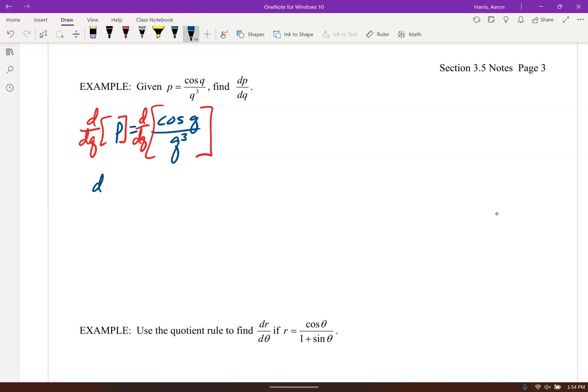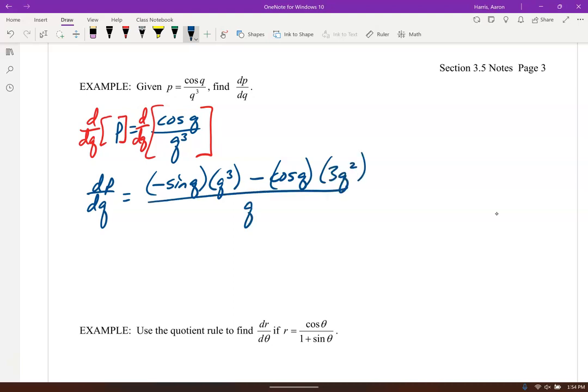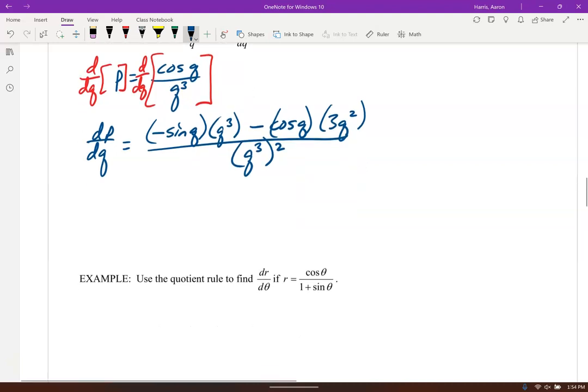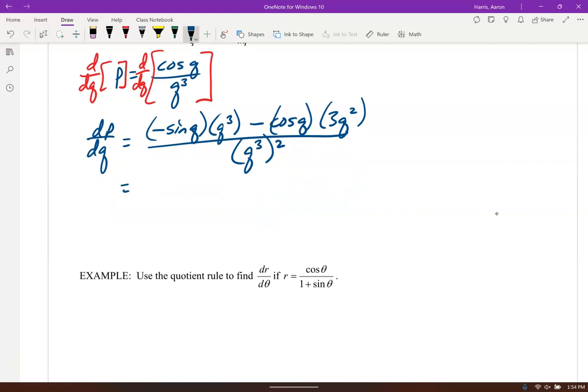So I have dp dq, so the derivative of p with respect to q is, I take the derivative of the top times the bottom minus the top times the derivative of the bottom, all over bottom squared, right? And then we just clean this thing up. So we got negative q cubed sine q minus 3q squared cosine q, all over q to the 6th.